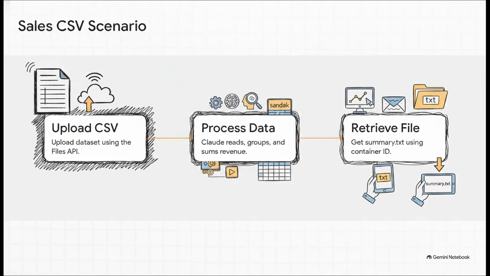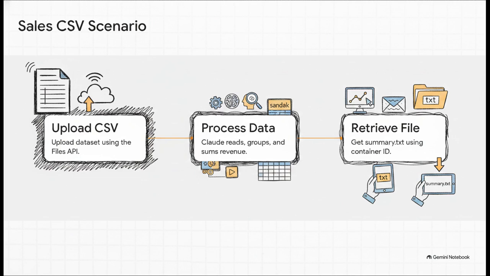Let's make this concrete. Imagine your data team needs to process a massive CSV of sales records to grab per-region revenue totals, and you want the whole thing fully automated. Here is the exact workflow. Step 1, you upload the CSV using the Files API. Step 2, you send a prompt asking Claude to read that CSV with pandas, group the regions, and sum the revenue. Claude writes the Python, executes it right there in the sandbox, and immediately hands you back the formatted table.